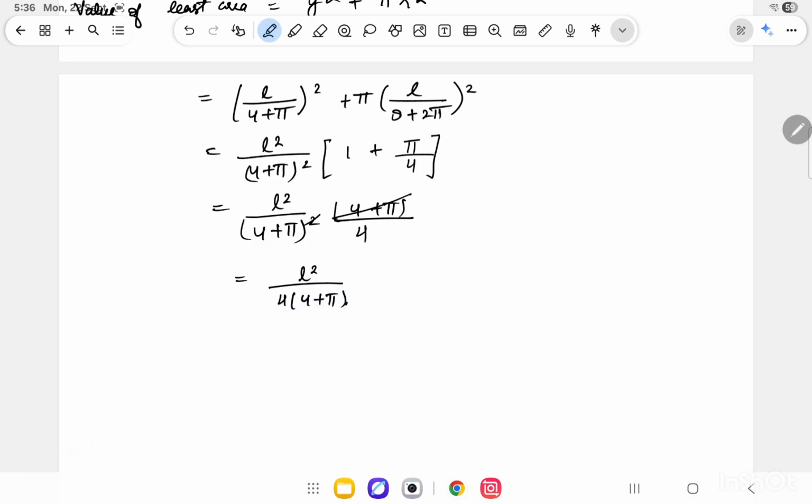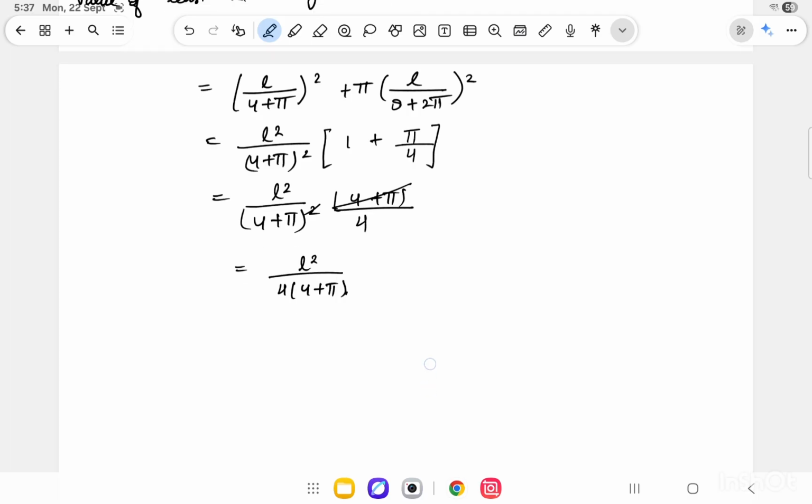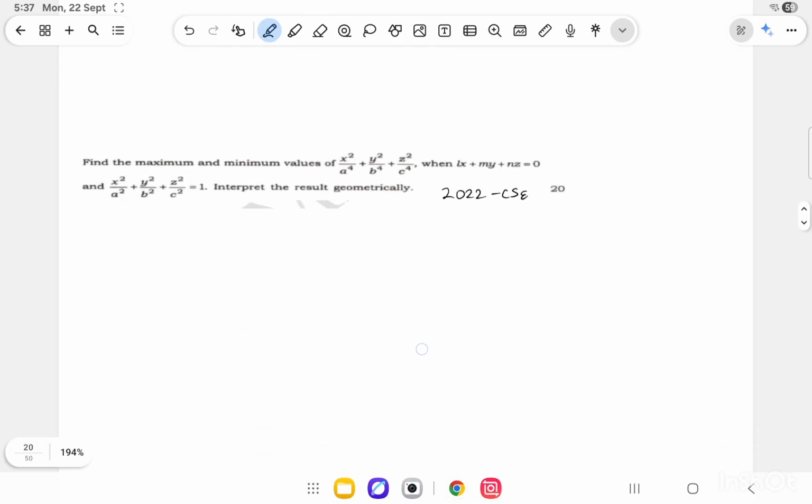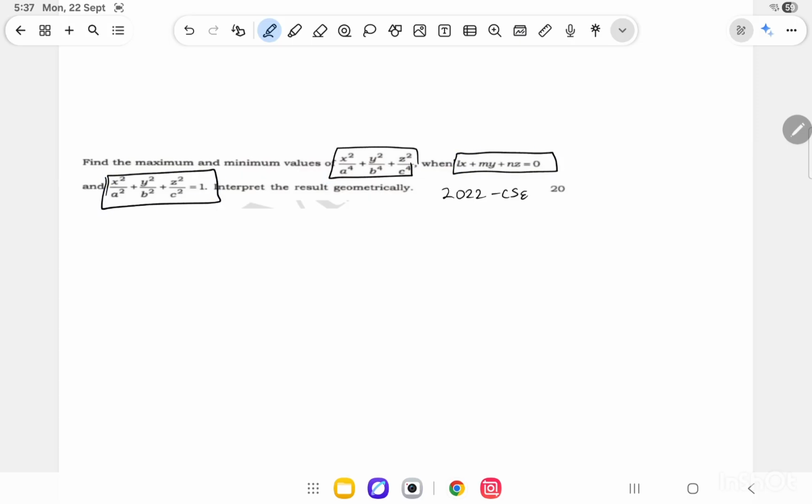So this is basically the least area that can be formed by dividing length of wire L into two parts, of which one is bent into a square and the other is bent in the form of a circle. So let's move on to the next question. The next question says to find the maximum and minimum values of this function when this holds and this holds, and we're supposed to further interpret the result geometrically.